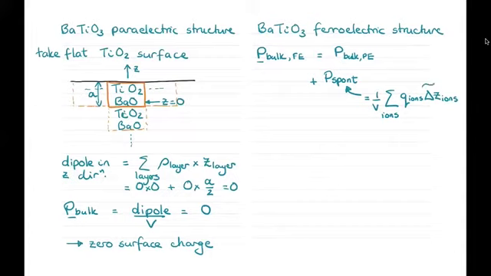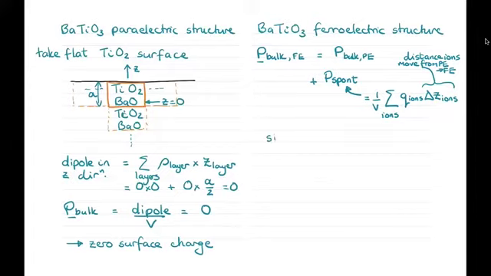So delta Z here is the distance that the ions move along the Z-axis from the paraelectric to the ferroelectric structure. So the spontaneous polarization here is the change in polarization between the ferroelectric and the paraelectric structures.